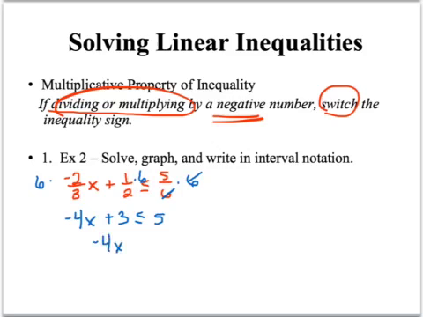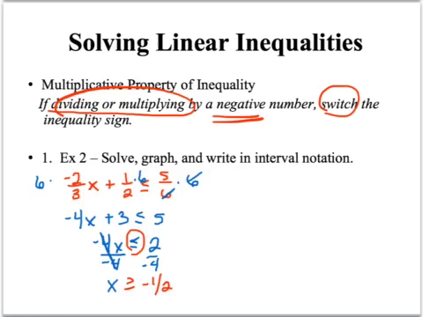I bring my 3 over. And now I need to divide both sides by negative 4. But be careful, I'm dividing by a negative. So whenever I divide or multiply by a negative, I need to make sure I switch my inequality symbol. So it's now going to become x is greater than or equal to negative 1/2. Alright, so we've now solved it.